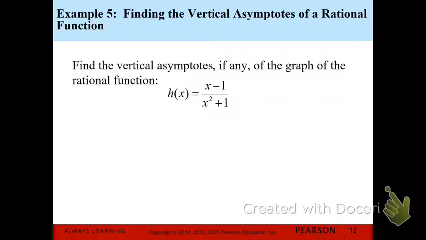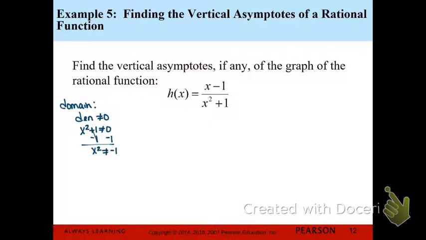So how do we find domain again? Set what not equal to 0? Good. The denominator cannot equal 0. So x squared plus 1 cannot equal 0. Can you factor that? No. So that means we're going to just have to subtract the 1. So x squared cannot equal negative 1.